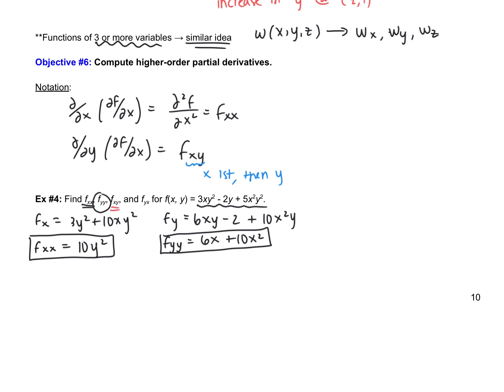Okay, so then this one, f of xy. I start with f of x, and then I take the derivative with respect to y. So I already took the derivative with respect to x. Now I'm going to take the derivative with respect to y. So I would get 6y, add 20xy. And then lastly, this f of yx means I take the derivative with respect to y first and then x. So I get 6y, add 20xy.